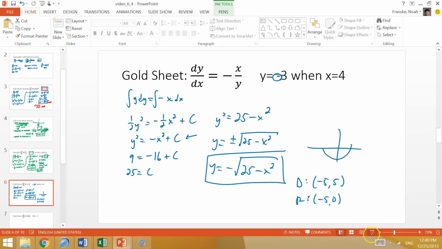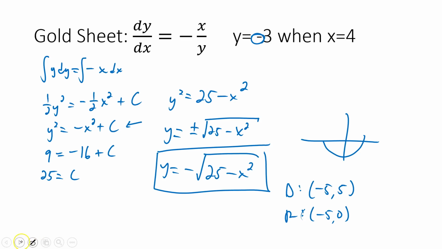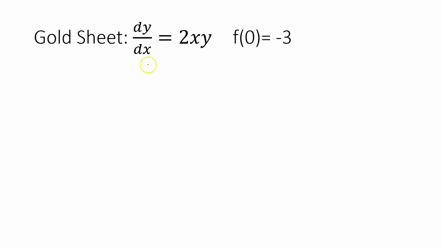All right, another problem here to try. So we got dy/dx equals 2xy, and they tell us f of 0 is negative 3. That's our initial condition. So we're going to separate this guy. We'll just use red, that's fine. So I'm going to divide by y and multiply by dx. So I'll have dy over y is equal to 2x dx.